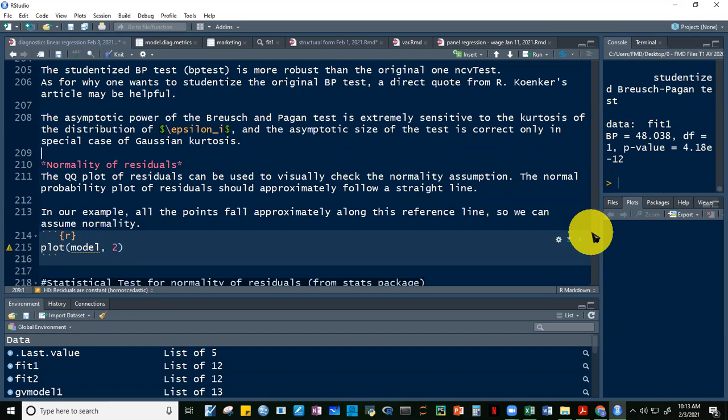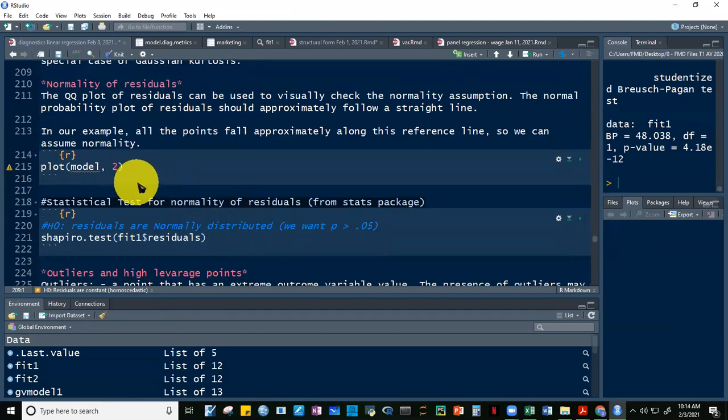Yung normality of residuals, hindi siya masyadong issue. Kasi pag malaki naman yung data natin, no? According to central limit theorem, okay lang yun, guys. Okay lang kung malaki yung sample size natin. It's not really an issue. Itong normality, no? Which we're going there now.